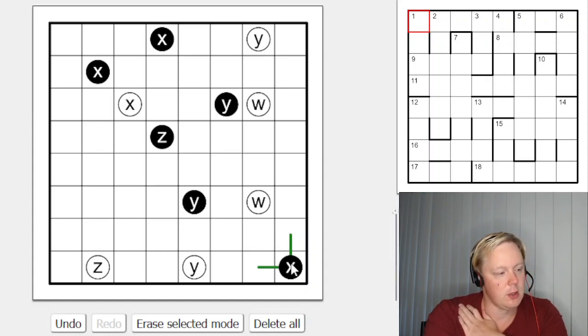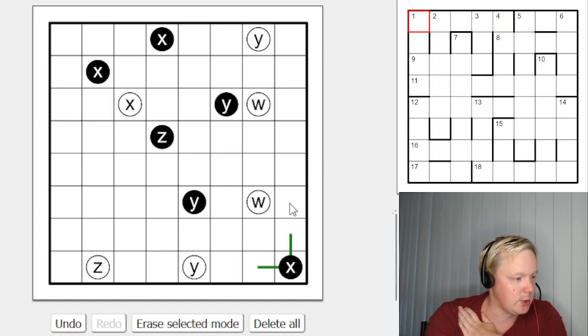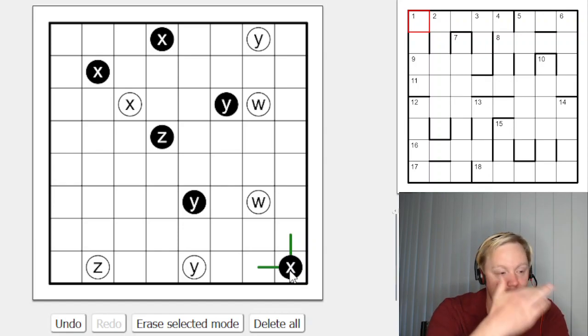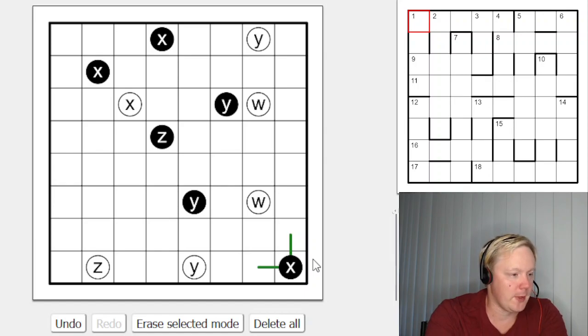So in normal shingoki, let's say this was 9. Well, we would already know how much it can go in this direction, and we would know how much at least we would need to continue in this direction. But we don't in this case, so we have to deduce some of these numbers before we can do a lot.